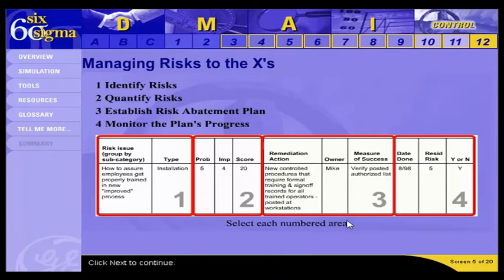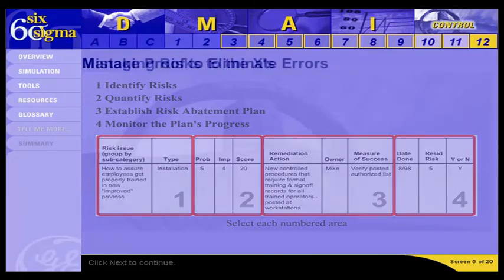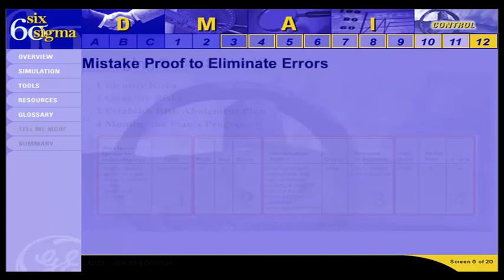Once the risk is identified and rated, a plan is established for abatement, responsibility is assigned, and a measure of success is established. Finally, the abatement plan is monitored for completion. When the plan is complete, the probability and occurrence should be revised, the risk score recalculated, and that number entered as residual risk. The approach to process control is mistake proofing.